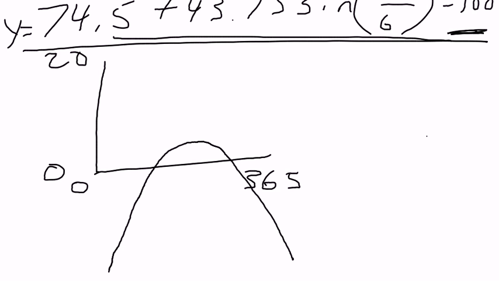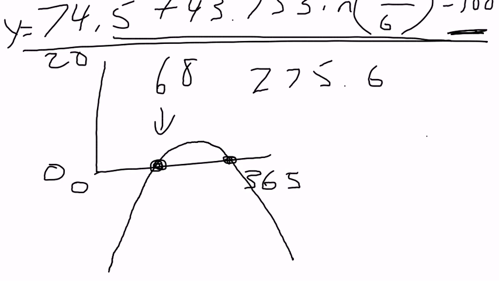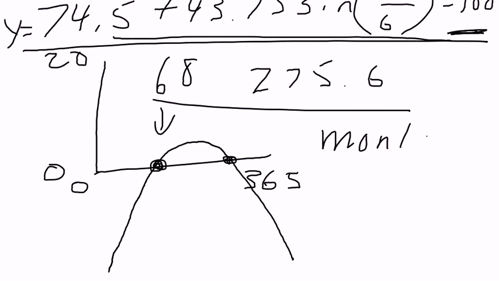and coming down. This would be one answer, and this would be another. This turns out to be 68. This turns out to be 275.6, and then what you have to do is change those to days of the year, so you can figure out what months we are above that line. So I'll let you ponder that and try to figure that out.